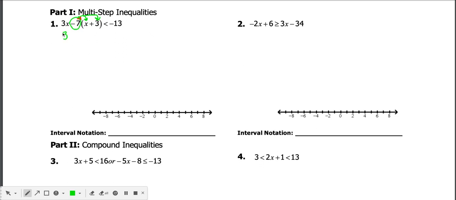So I'm going to rewrite 3x because nothing changed about that. And then I go negative 7x, and then I go negative 7 multiplied by 3. And if I did that kind of off to the side, it would look like this, multiplied by 3. And I would rewrite it as negative 21. Okay, then I go less than negative 13. And again, we sort of like to put a line straight down. That helps out, I think, quite a bit in keeping yourself organized.